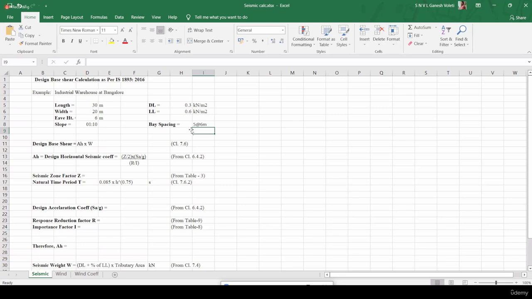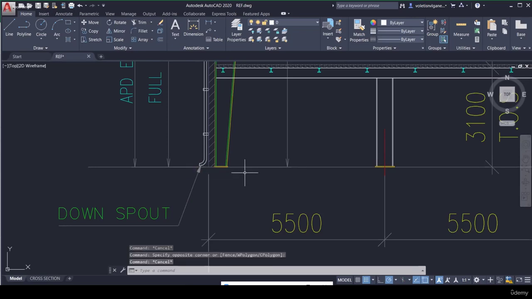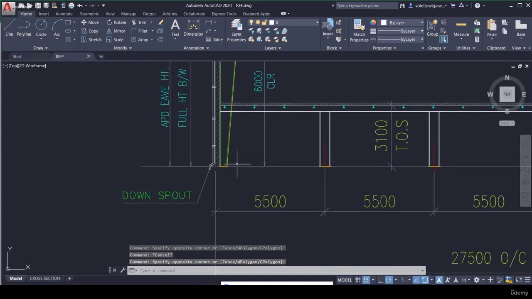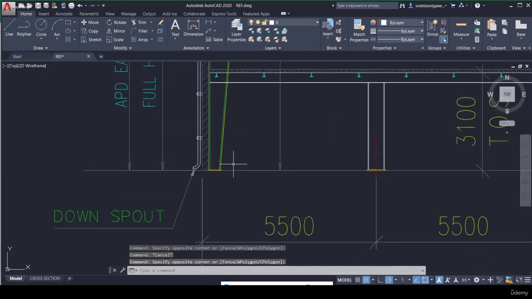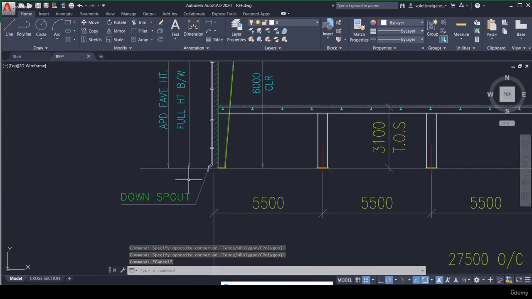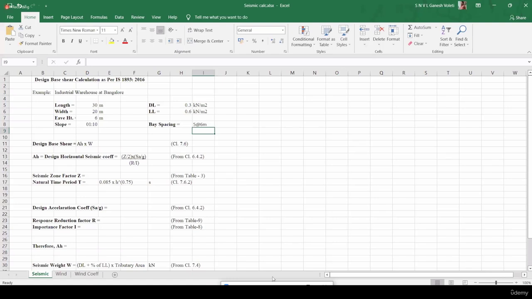What is meant by a base shear? It is whatever lateral force comes due to earthquake at the base of the structure. Suppose this is the base of the structure, right? At the base of the column, whatever lateral force comes onto the structure at the base due to seismic activity, that can be called base shear. So how do we calculate base shear according to IS 1893?